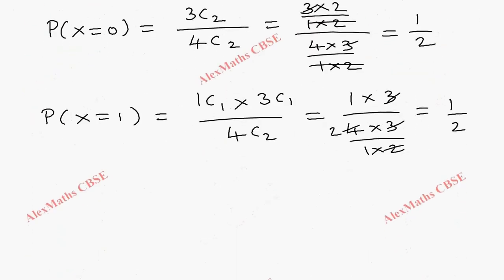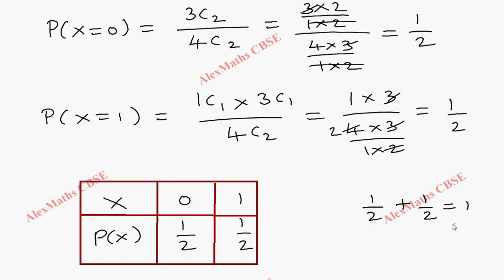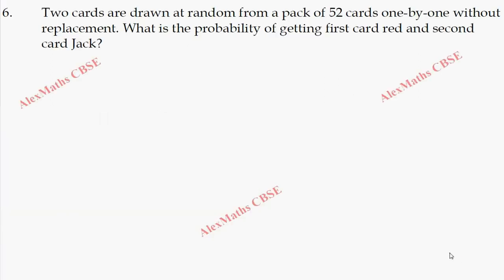Now the probability distribution, we have to write x and corresponding probability value. The value of x is 0 and 1, and the corresponding probability is 1 by 2 and 1 by 2. This is our probability distribution table. We can verify whether it is correct or not by adding all the probabilities, and the total probability should be 1. By adding the probability values 1 by 2 and 1 by 2, we get 1. So hence we find this is correct.